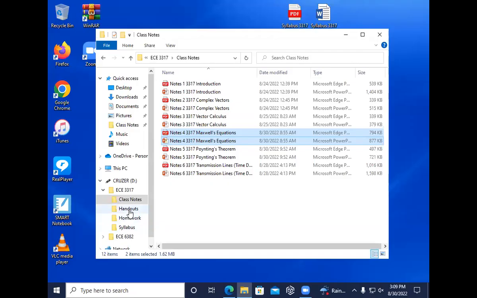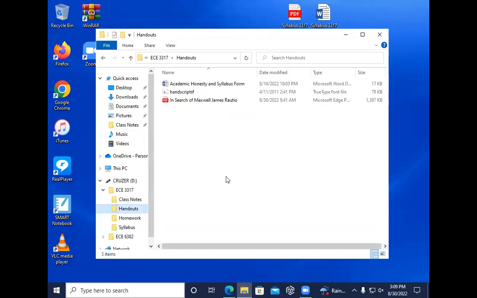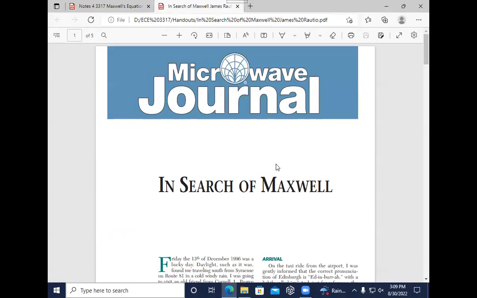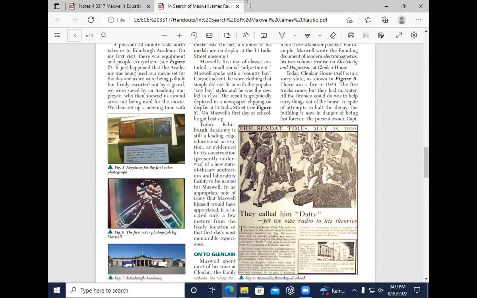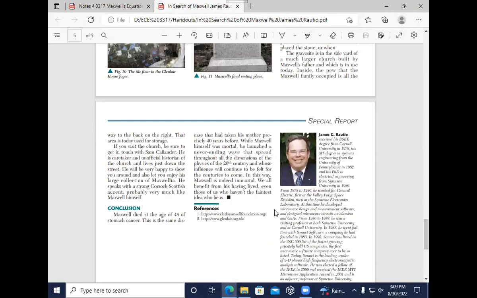I just put this on the Blackboard this morning, but it's kind of neat. You might want to read it just for fun. It's taken from a magazine called the Microwave Journal, and it's called In Search of Maxwell. Okay. The author is actually a friend of mine, James Rautio. There's a picture of him. Okay. And he's actually the head of a company called Sonnet Software. That's one of the leading industry softwares for EM analysis.